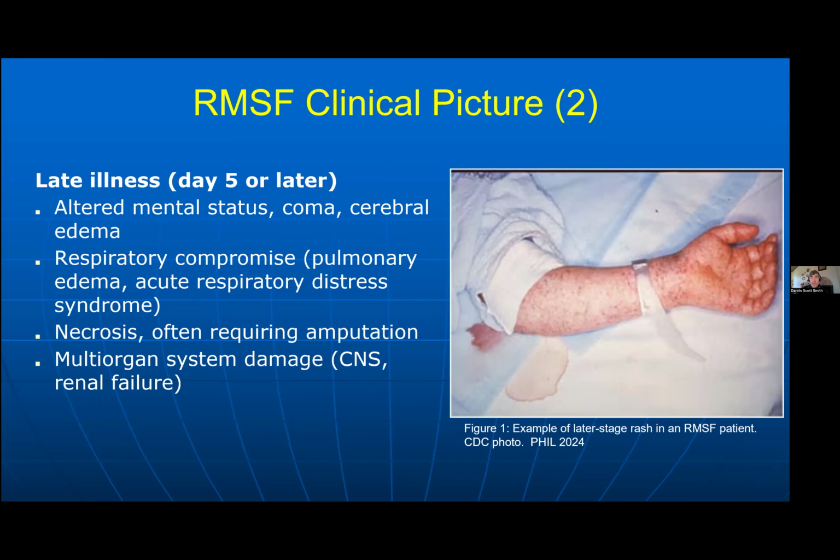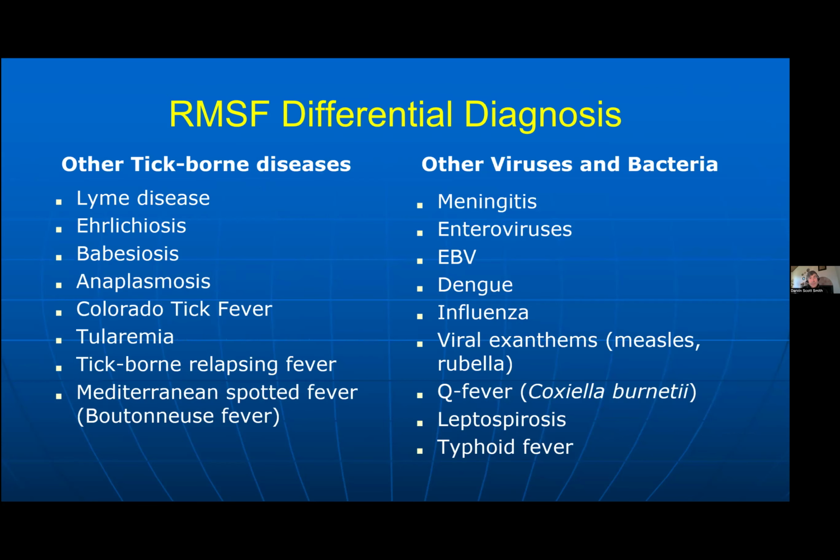And notice also in this picture that the palmar surface is involved, and that's not too common for many spotted fever diseases. This is a differential of Rocky Mountain spotted fever, and I've got the tick-borne diseases listed in the left column here: Lyme disease, ehrlichiosis, babesiosis, anaplasmosis, tick fever, tularemia. And you can see there are a variety of both viral, bacterial, and parasitic diseases, all related to ticks in the US. And then in the other column are just other viruses and bacteria that could be confused.